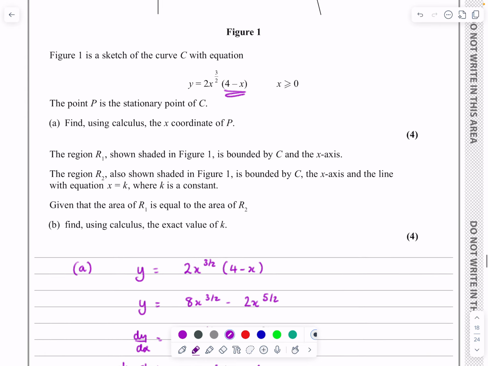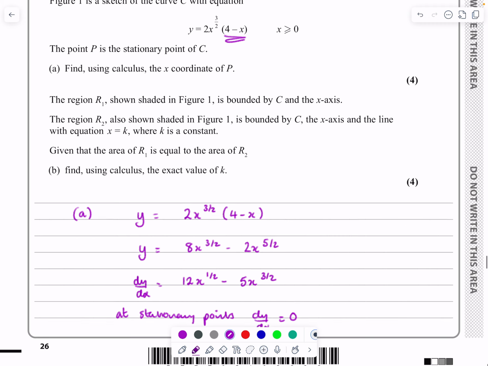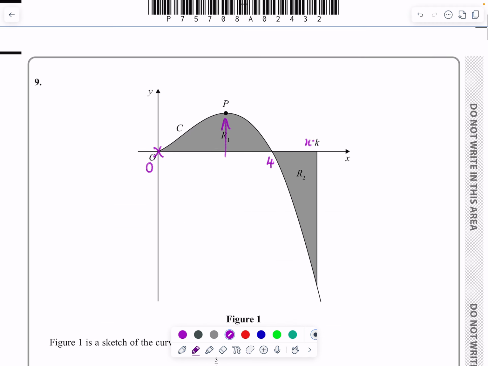Just to make it clear to the examiner that I actually understand that x equals 2.4 is my answer. Then part B says region R1 and R2, we'll have a look at those in a second when I scroll back up, but R1 is going to be equal to R2 given the situation that this is the line x equals k here. What we're saying is that this area here is going to be equal to this area here. Or just imagine, for example, that that area worked out to be 1.5, then this area would have to work out to be minus 1.5 because it's below the axis. So if I integrated it, I'd get minus 1.5.